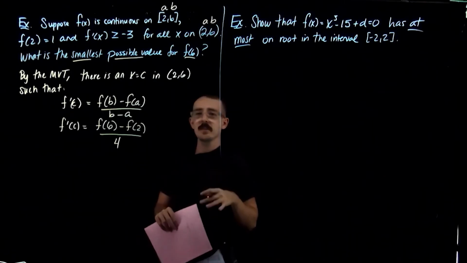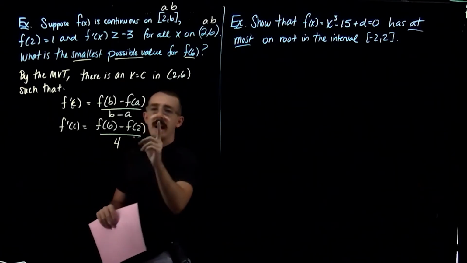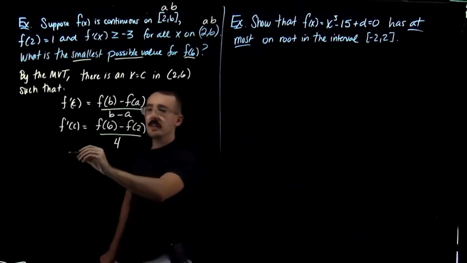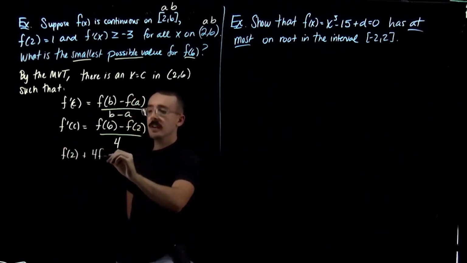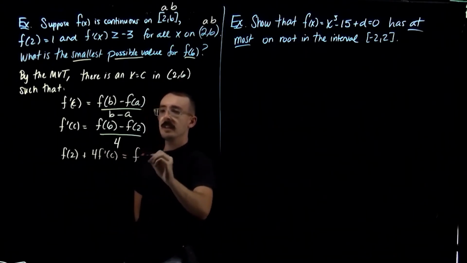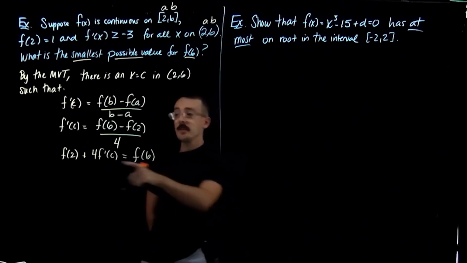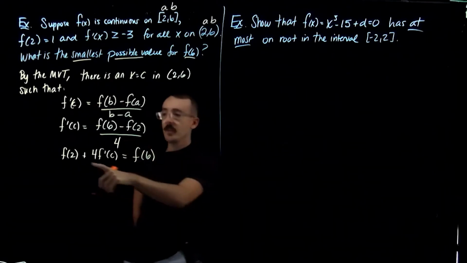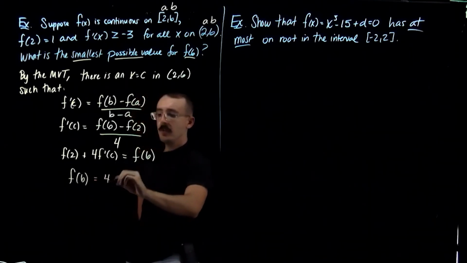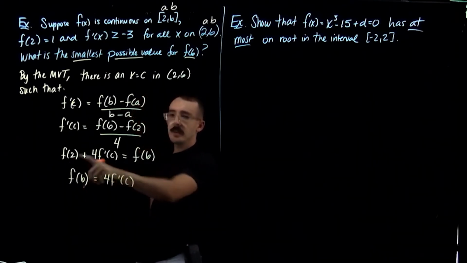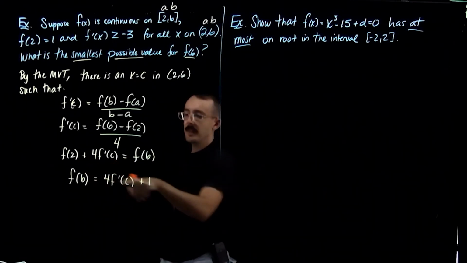So now I'd like to rearrange this a little bit. I'm first going to multiply by 4, and I'm going to add f of 2 over. So this is going to be f of 2 plus 4 times f prime of c, equal to f of 6. Another thing I know is that f of 2 is given as 1. So instead of f of 2 here, I'll just plug in 1. So I'm going to have f of 6 equals 4 f prime of c plus 1. All I've done is switch the sides of things and make that 1.